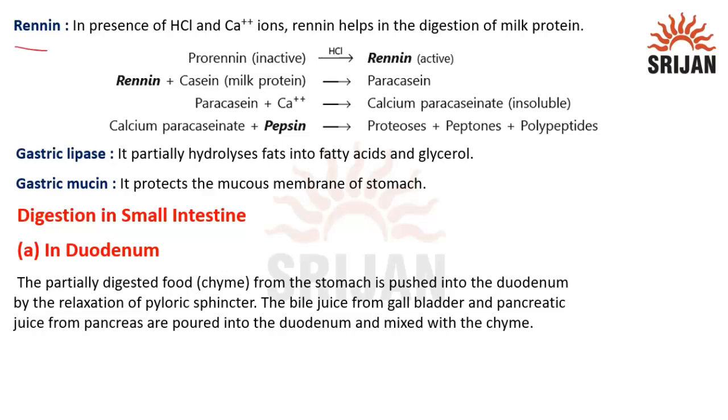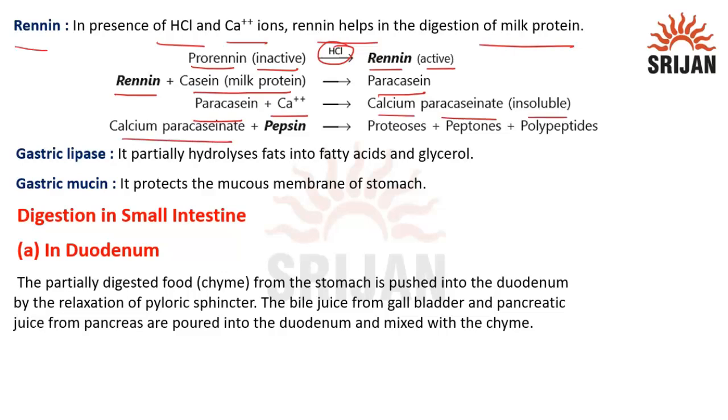Then renin. In the presence of HCl and calcium ions, renin helps in the digestion of milk protein, that is casein. So first, the inactive form, that is prorenin, with the help of HCl gets converted into renin, the active form. Now, with the help of renin, casein or milk protein is converted into paracasein. Now this paracasein combines with calcium ions to form calcium paracaseinate, which is insoluble. Now this calcium paracaseinate with the help of pepsin breaks down into proteoses, peptones, and polypeptides.